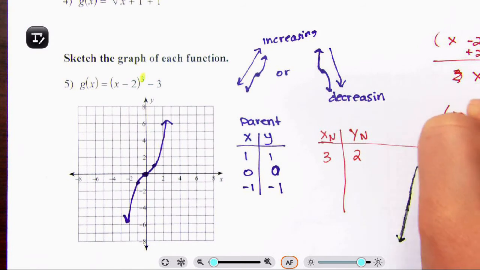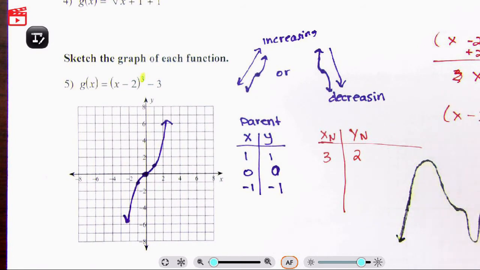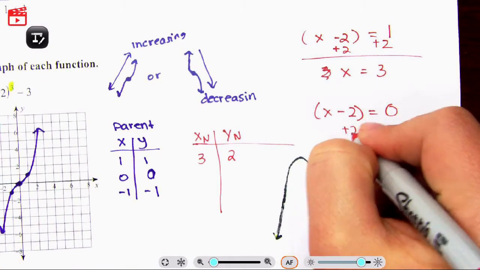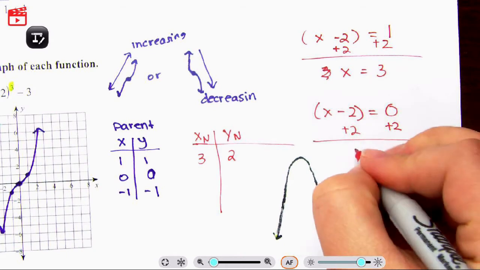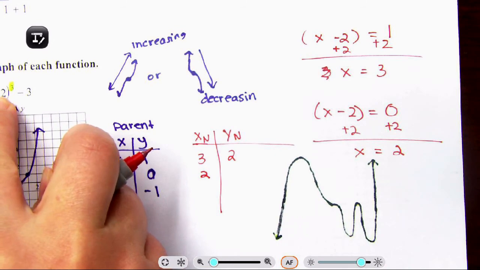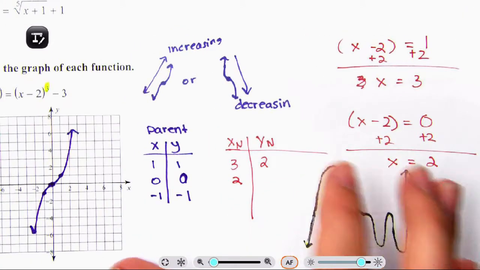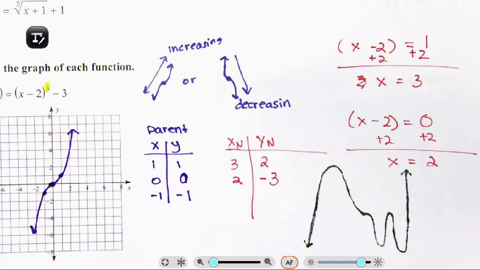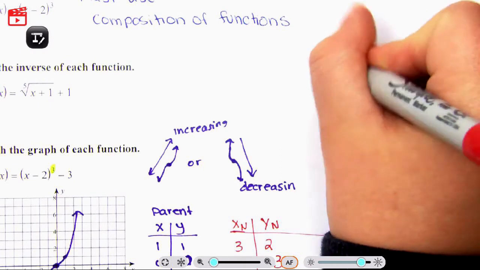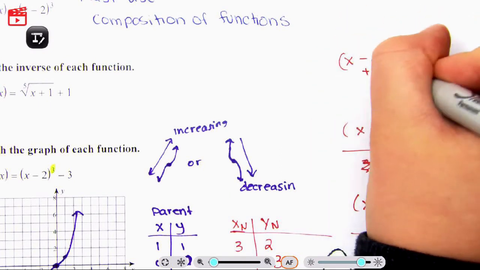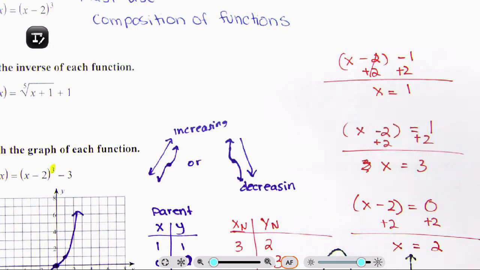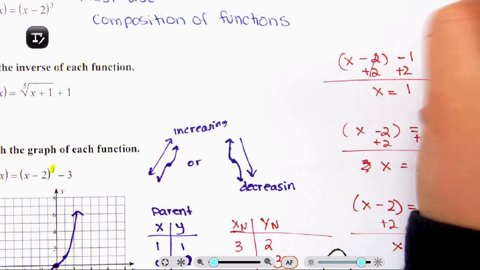So again, what's another value that's pretty? 0 is pretty. I want this bubble to be 0. I'm going to add 2 to both sides. So I have x is equal to 2. So if I plug in 2 here, 2 minus 2 is 0. 0 cubed is 0. 0 minus 3 is negative 3. Okay, let's do one more. Let's say I want this bubble to be now negative 1. I'm going to add 2, add 2. So x is equal to, what is this, 1?